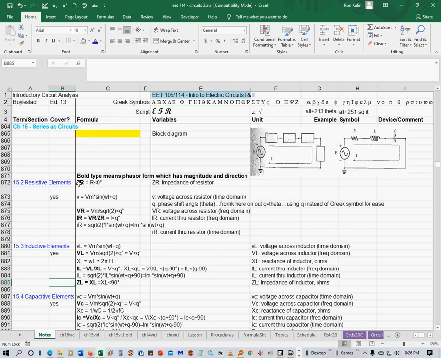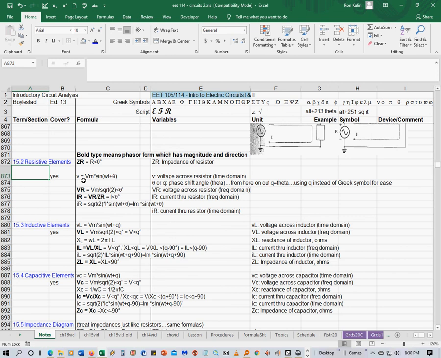Resistive elements. The book uses bold type for phasor form, which has a magnitude and direction. Sometimes I'll draw a little hat with an arrow or like a caret symbol above to represent a phasor, which is also a vector. So ZR is the impedance of a resistor. It's equal to the magnitude of resistance, which is R, and a phase angle of 0. And the voltage across it is in this form here.